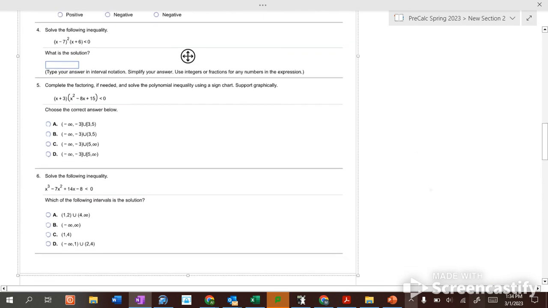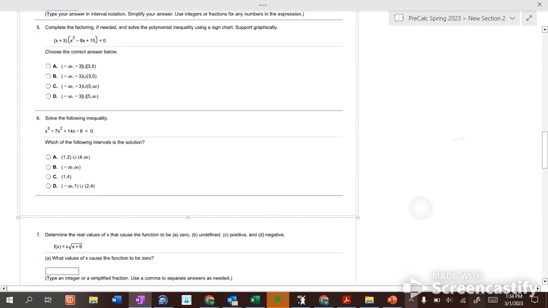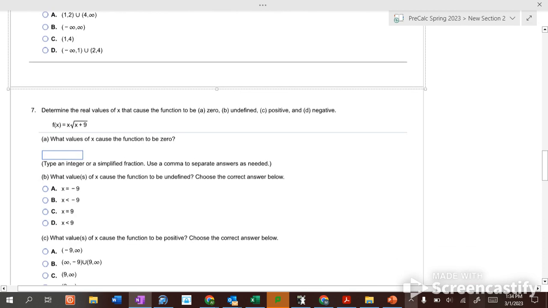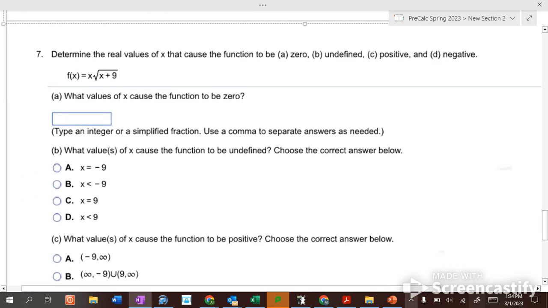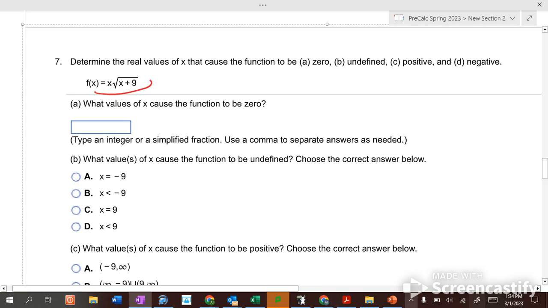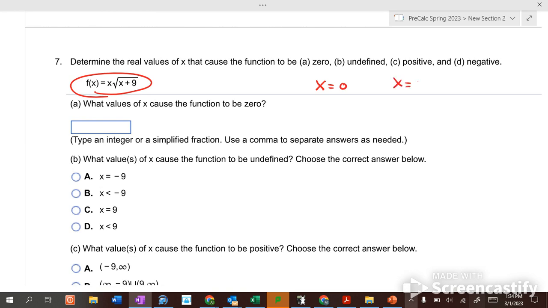All right. So you'll have some of the same where you have to figure out where they're at. Let's look at this one. What causes this to be 0? Well, if x is 0, it'd make it 0. And if x was -9, it would make it 0. Okay, so these are the two answers for this one.